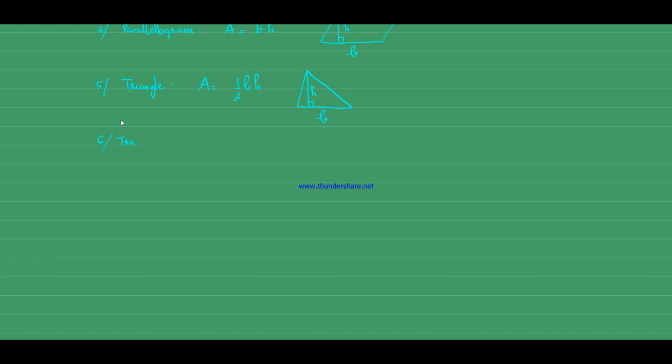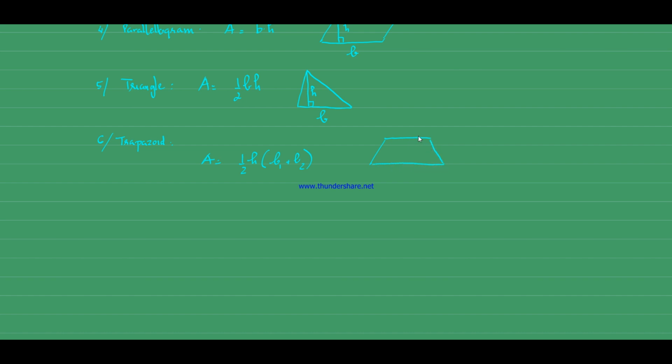I don't know how to pronounce trapezoid. Okay, trapezoid. Spell trapezoid is this. So we have 1/2 times height times the sum of the two bases. Okay, so what does the trapezoid look like? The trapezoid looks like this.